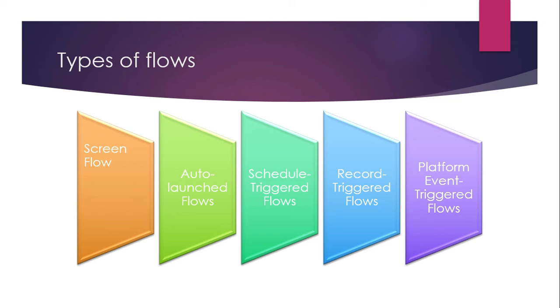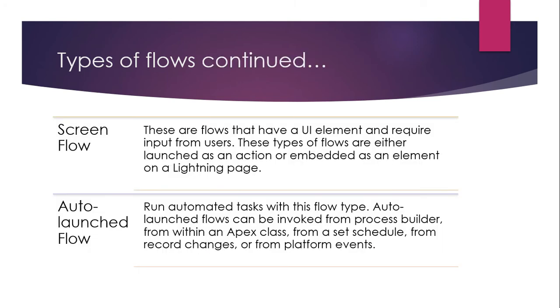So first we'll talk about the screen flow. For sure you know what a screen is. If a particular user is interacting with some screen, typing some information, filling in some data, and then hits the save button, then that record will be saved in the existing object you are referring to. That is the simple definition. So screen flows are flows that have a UI element and require input from users. These types of flows are either launched as an action or embedded as an action on a Lightning page.